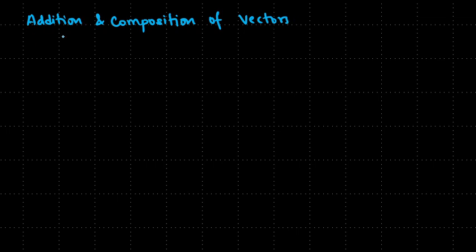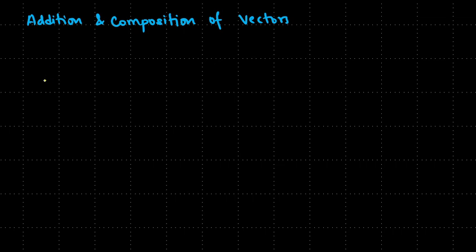I think addition is pretty clear, and composition actually refers to combining multiple things to be represented by a single thing. So it's basically like addition, but it's not always addition. It might include subtraction and other operations as well. So that we will learn in vector addition, vector subtraction, and much more.